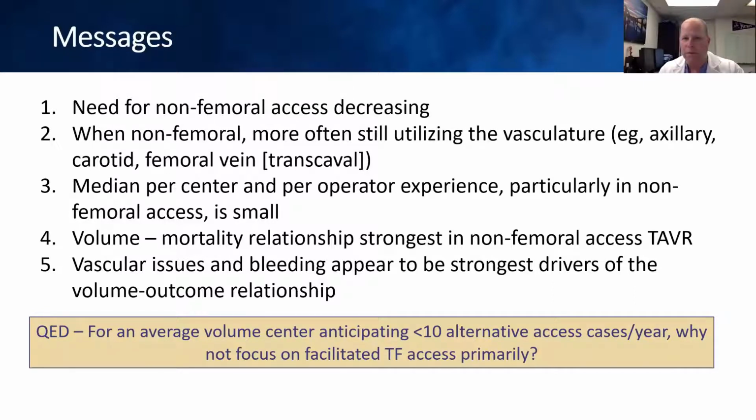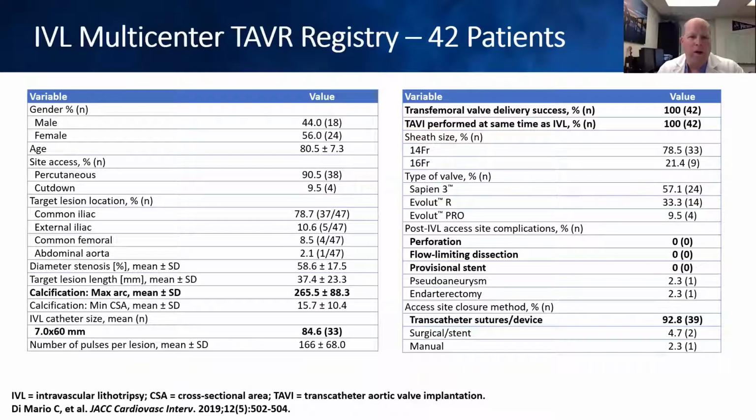Now, there will be times when that's not possible, and doing facilitated transfemoral and doing alternative access are not mutually exclusive. But I think there is a strong evidence base to say, listen, when we need to go with a suboptimal iliofemoral vessel, can we work with that in a way that avoids taking on perhaps higher-risk non-femoral access? And I have one quick registry slide to show you here.